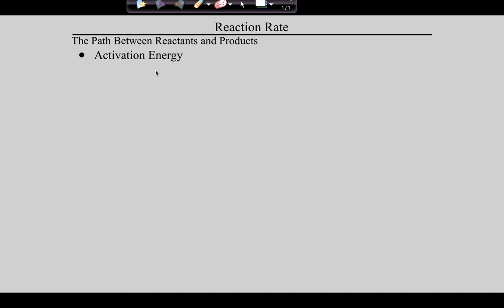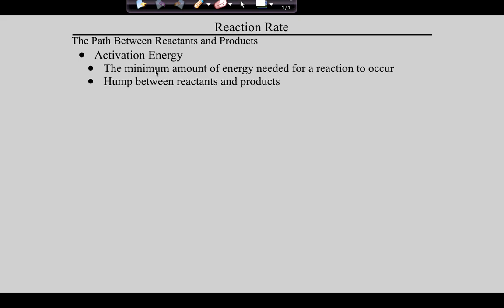So let me define it for you. Guys, activation energy is defined as the minimum amount of energy needed for a reaction to occur. Now guys, this is weird, but just stick with me and this will make sense. You can think of activation energy as a hump. As a hump that exists between reactants and products.